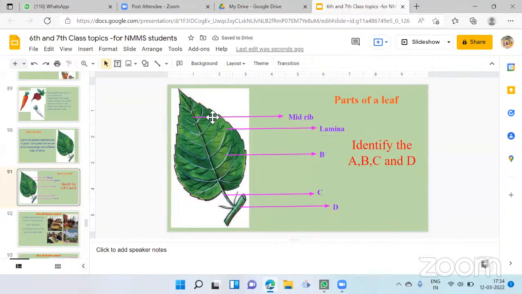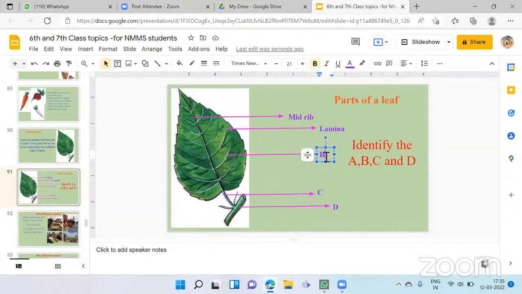The lamina is the total shape of the leaf. Not vein, Nikita. This is lamina. Yes, Asmit, right. Next, B. What about the B? Now tell me, Nikita. This is vein. Yes, this is vein.